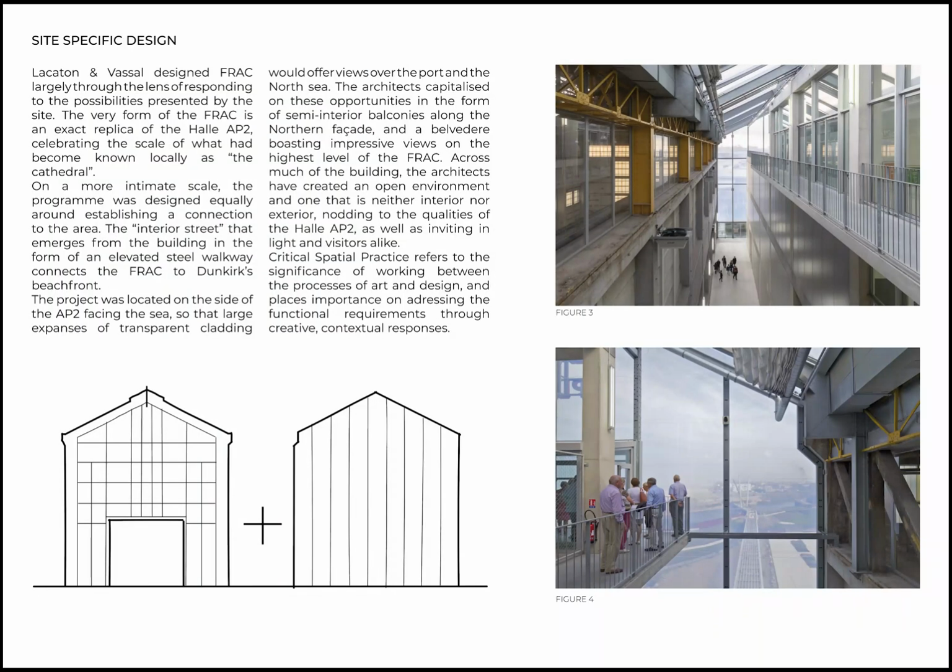The third theme relating the case study to critical spatial practice is the idea of site-specific design. The FRAC is, in terms of its massing at least, an exact replica of the original hall. Inside, the spaces have been carefully curated as to capitalise on the exceptional views over Dunkirk and the North Sea. The project is also further integrated into the site, with a large walkway emerging seamlessly from the building.